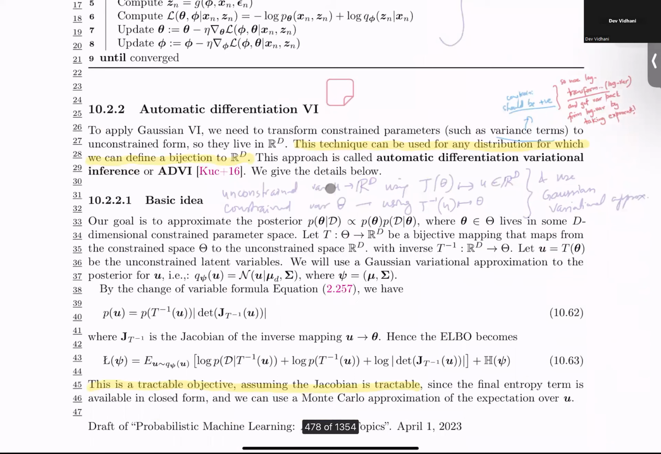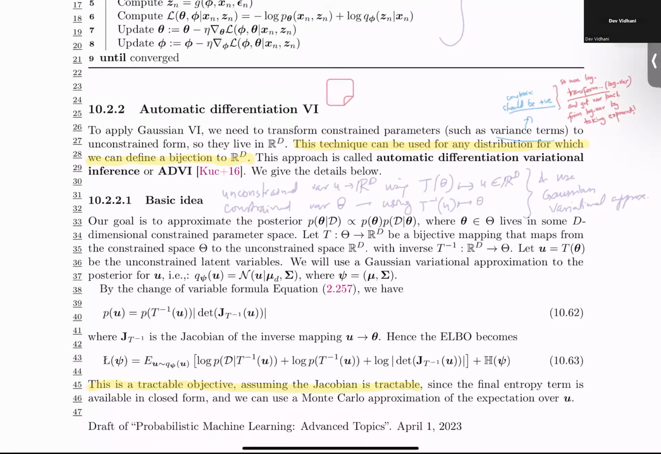All right. So section 10.2.2 talks about automatic differentiation, and one of the key things that we saw above was we are using sigma, but sigma is constrained in the sense that it cannot be negative. And when we do gradient-based analysis, sometimes we can have values that are predicted to be negative, and that may break our whole model. That's just one example.